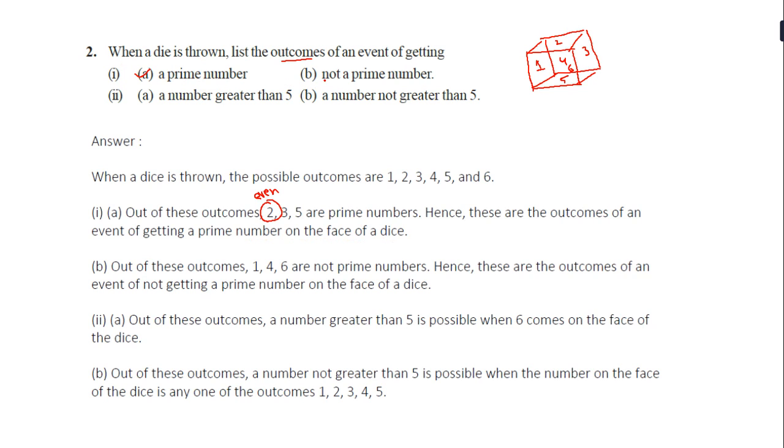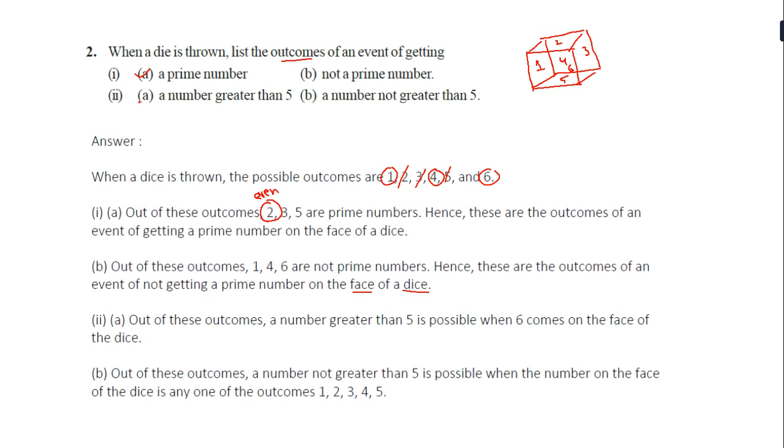Now second, not a prime. If I remove these 2, 3 and 5, the remaining are 1, 4 and 6. So out of these outcomes, 1, 4 and 6 are not prime numbers. Hence these are the outcomes of the event of not getting a prime number on the face of the dice. On the top face of the dice, the numbers we get are 1, 4 and 6.